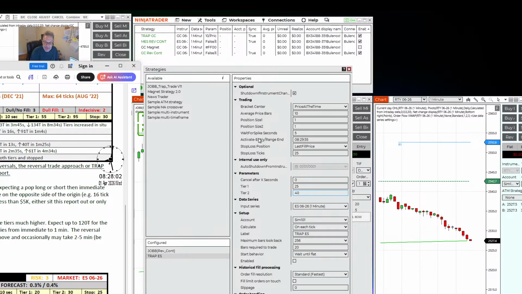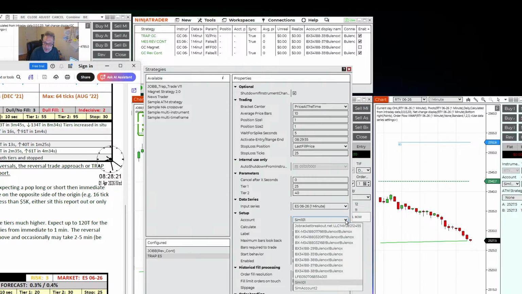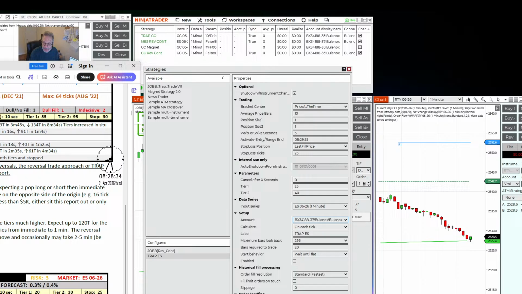But it gives us more than 2 points on the upside. So 25 and 40 on the tiers. Tier 1, 25. Tier 2 is 40. Stop is 25. 829.55 on the trigger. And we'll put this on 37. I got to fix one more thing. 37. Apply it. Okay.